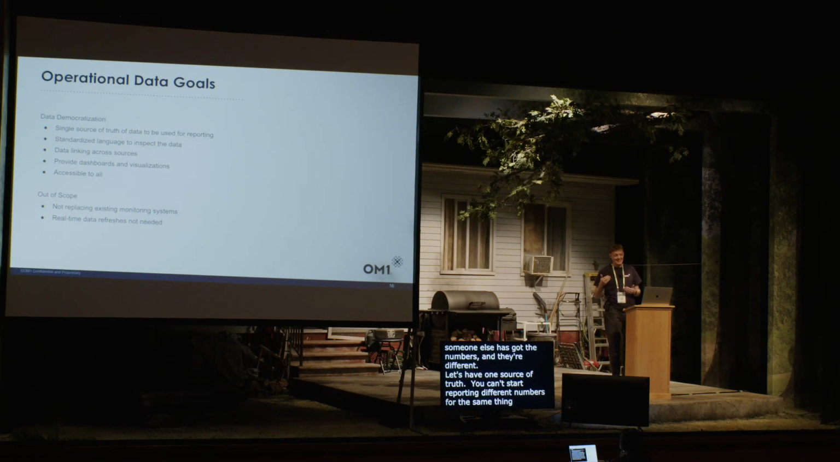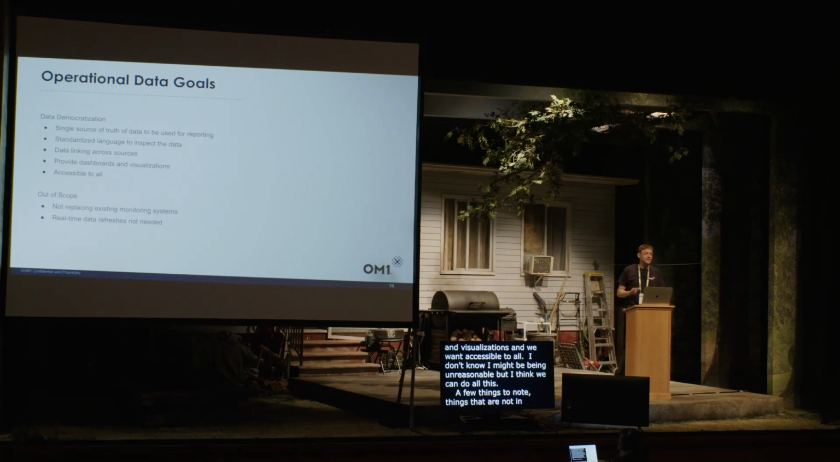We need a standardized language to inspect the data. All these different systems use different query languages. No, we want one, and we want to be able to link across our sources, so we can combine our GitHub data with our Jira data with our cloud cost data. We want to provide dashboards and visualizations, and we want them accessible to all. I might be a bit unreasonable, but I think we can do all this.